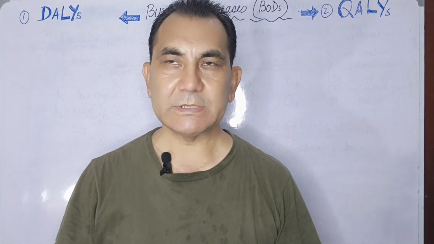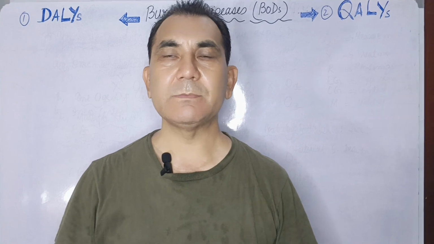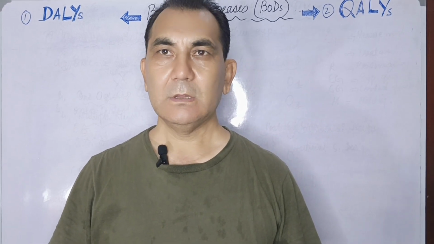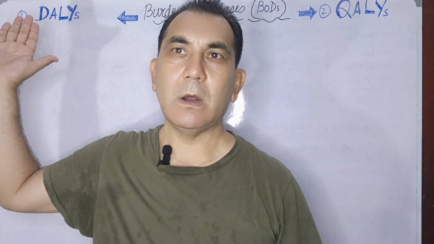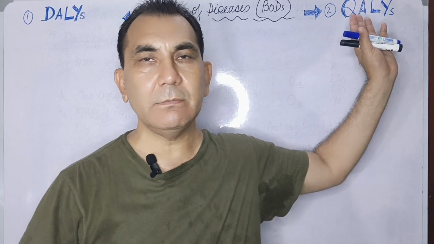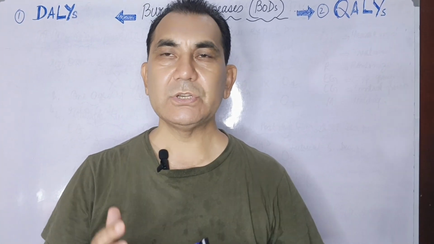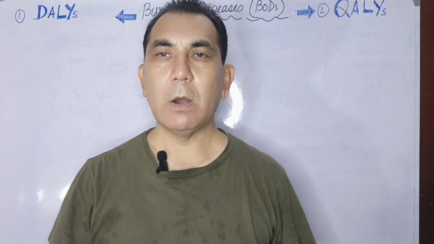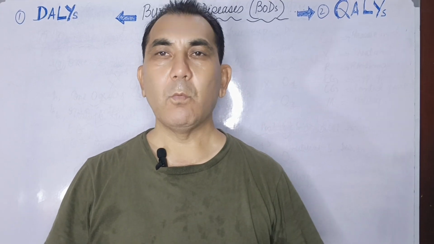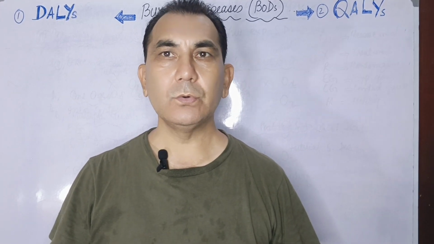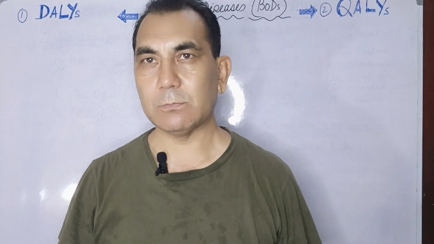As we learned in the previous lecture, the burden of disease is measured by two metrics. The name of one metric is DALYs and the second metric is QALYs. In today's lecture, we will learn about the DALYs: what is the DALYs and how to calculate the DALYs by the formula.